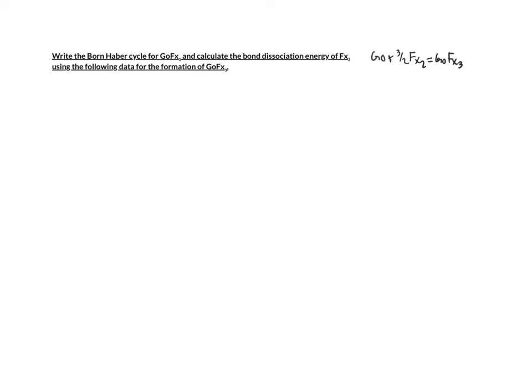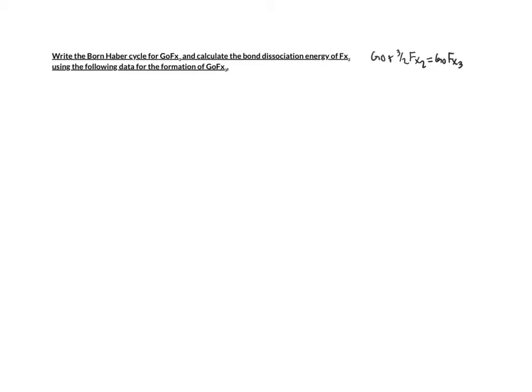Consider the ionic compound GOFX3. GO is a group 3A metal that is found as a liquid at room temperature and pressure and forms a 3+ cation. FX is a group 7A nonmetal and is found as a diatomic gas at room temperature and pressure. Write the Born-Haber cycle for GOFX3 and calculate the bond dissociation energy of FX2 using the following data for the formation of GOFX3.